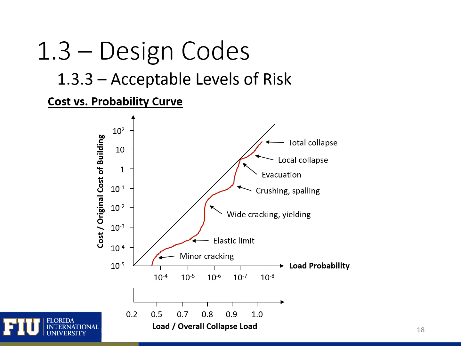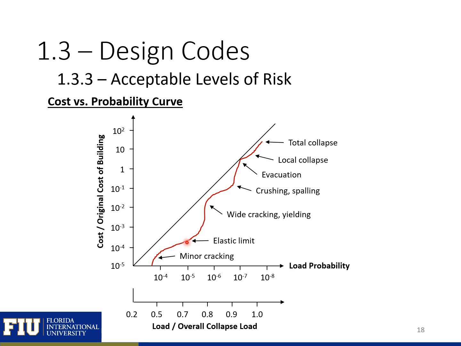So here, the red line would be how we would design a structure or the behavior of a structure. So we have some kind of load probability and then some kind of cost to repair the structure. So a high probability event should have a small amount of damage to it. So a high probability event should only cause minor cracking or no cracking. As we decrease the probability of the event, we can have more damage that occurs to the structure.